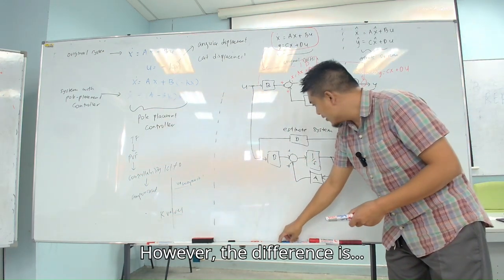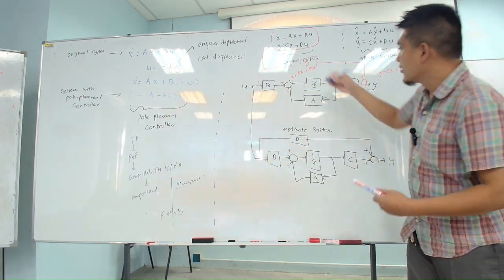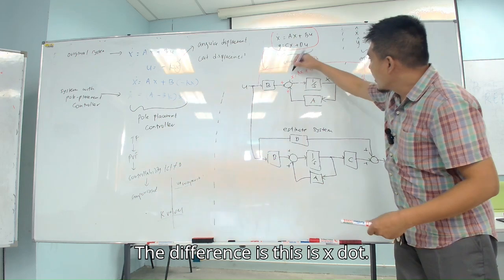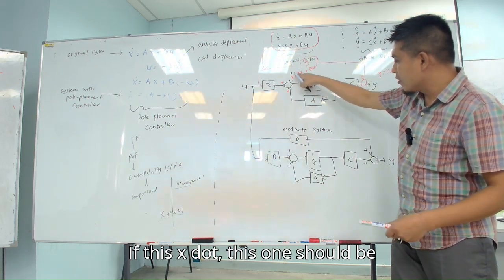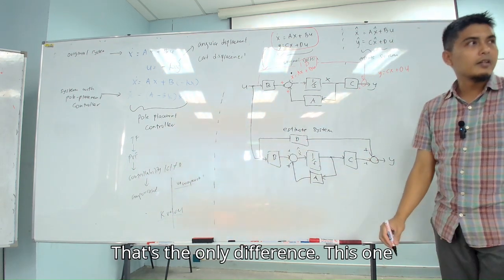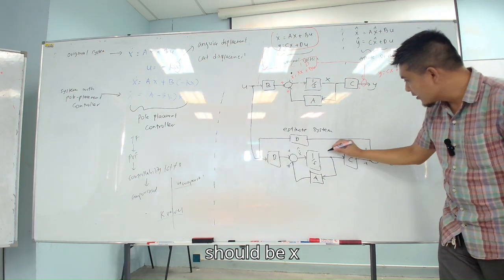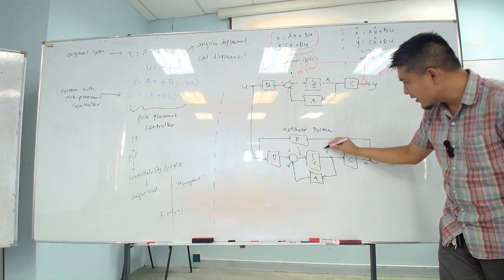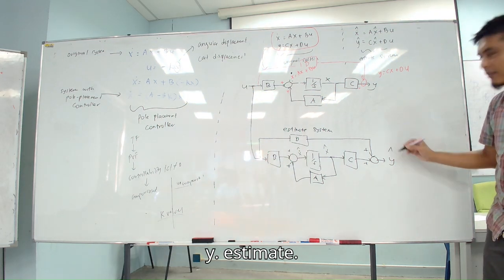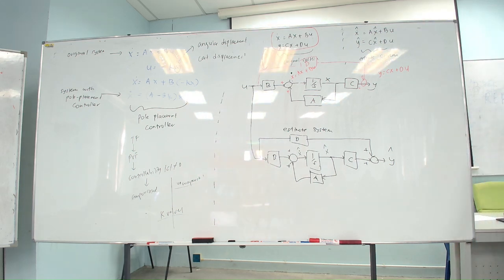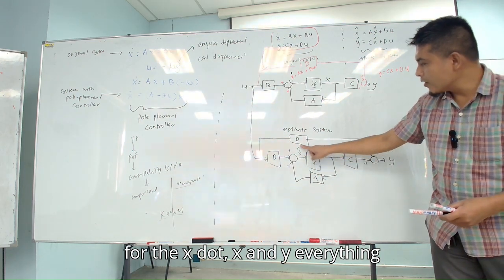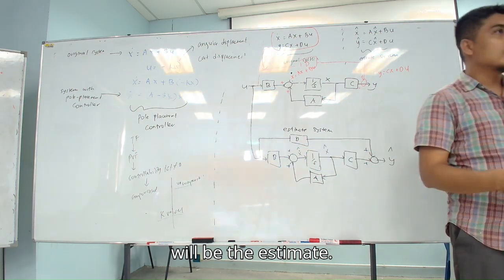However, the difference is this is X dot. This one should be X dot estimate. That's the only difference. This one should be X estimate. The Y should be Y estimate. The rest is the same, right? Only for the X dot, X and Y, everything will be the estimate.